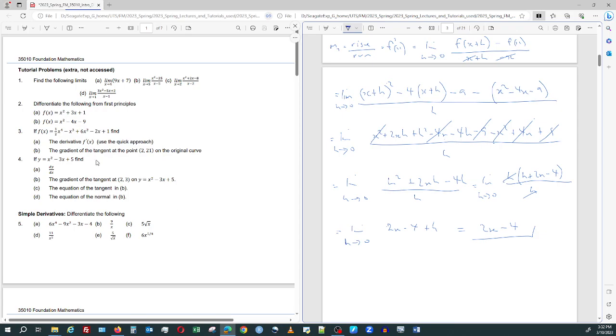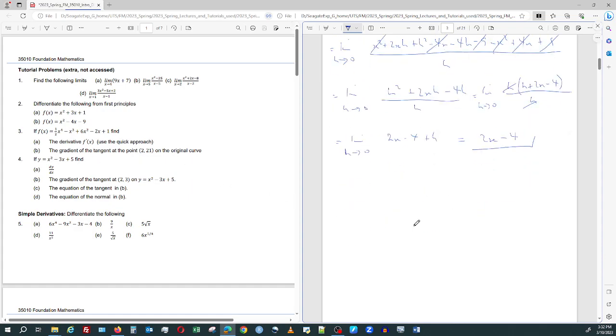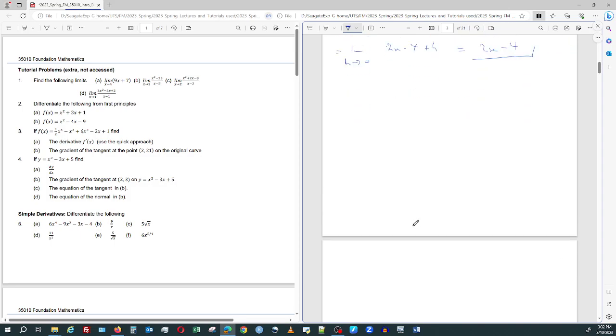that part. Alright, question 3. If we've got a polynomial, find the derivative, the gradient of the tangent at a point on the original curve. So it's a bit more of a practical application of the differentiation. So for part 3, f of x is equal to a half x^4 minus x cubed plus 6x squared.